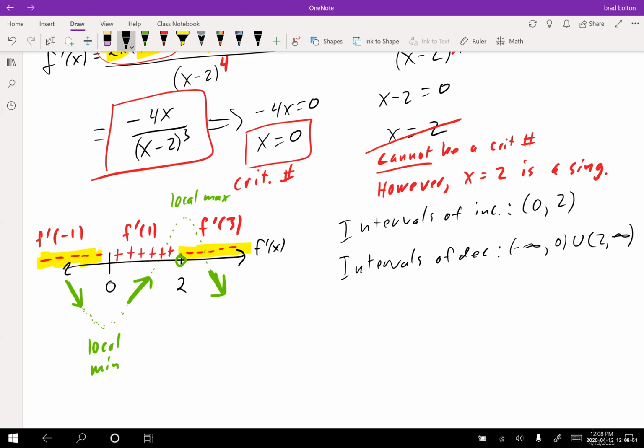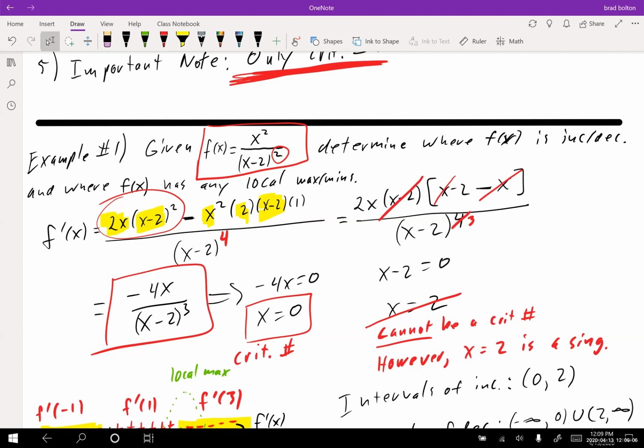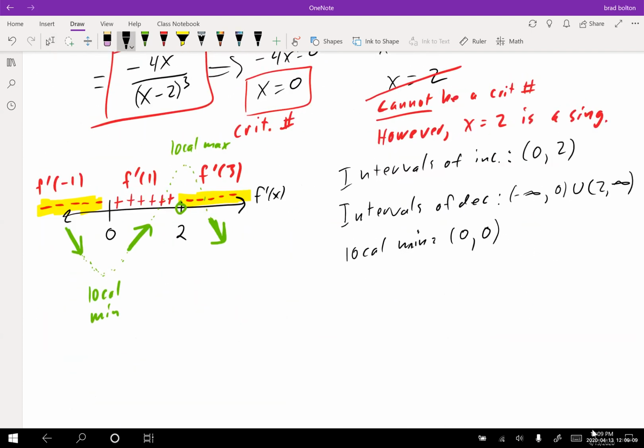So let's just say our local min is at 0, comma what? Now let's see what happens when we plug 0 in. We would get 0 over 4, which would be 0. So it's at 0, comma 0. Sometimes your book will allow you to just say x equals 0 instead of having to find the actual point. Let me write it over here. But it is a good habit to be able to find the actual location of 0, comma 0.